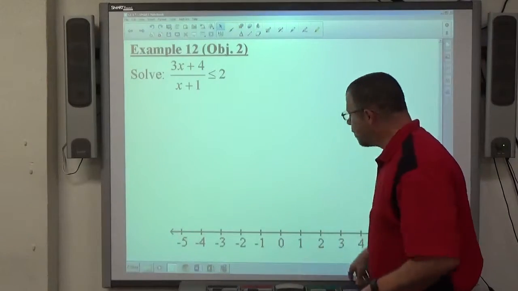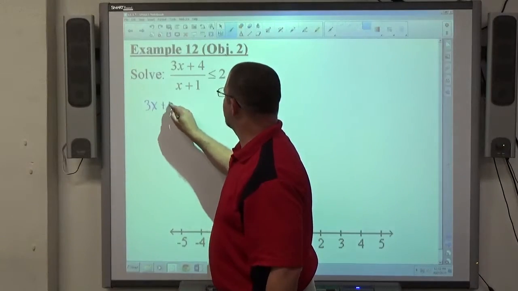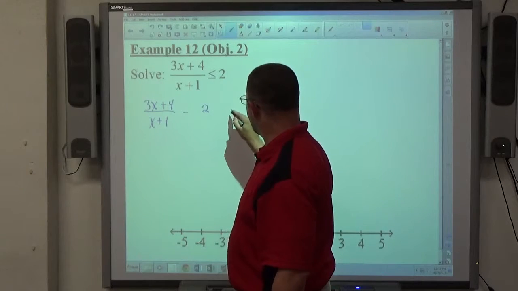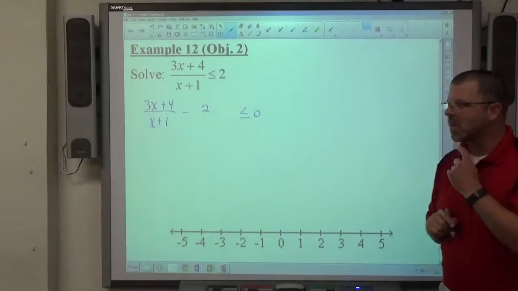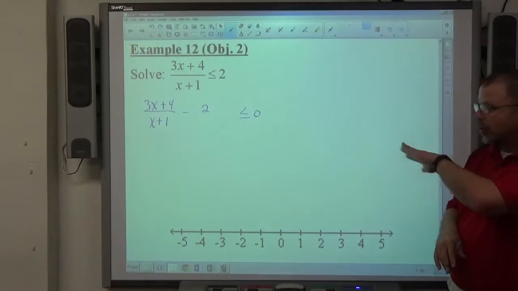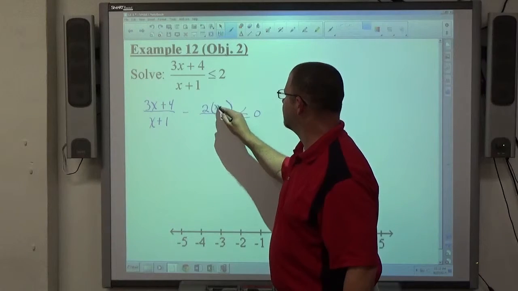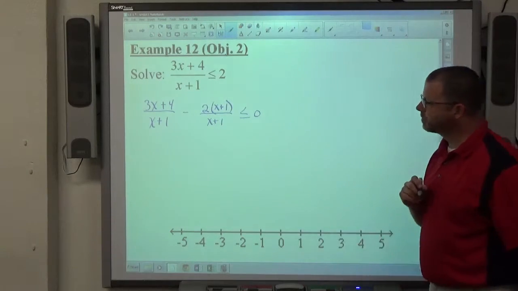All right? So job 1 is to get the 2 over the other side. So I'm going to get (3x + 4)/(x + 1) - 2 is less than or equal to 0. In order to be able to do that, I'm going to have to get a common denominator. I'm going to multiply top and bottom of this by x + 1. Get that common denominator of x + 1.